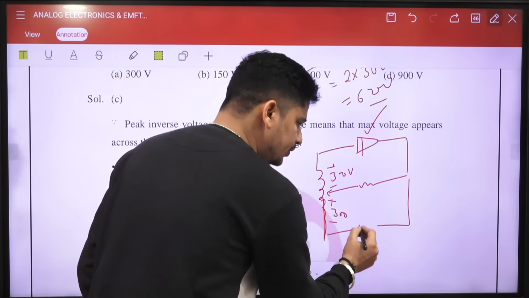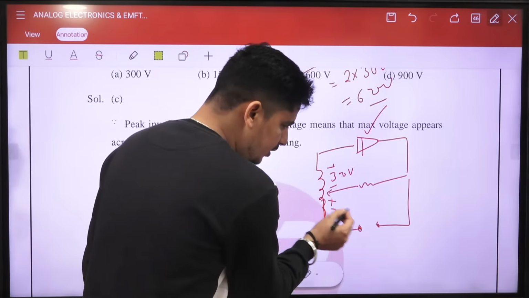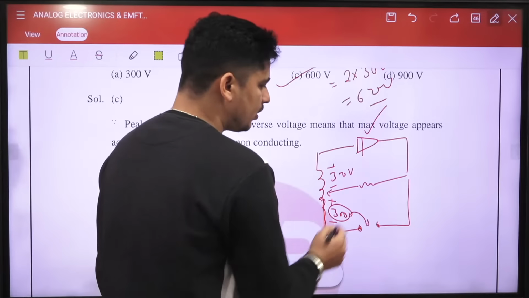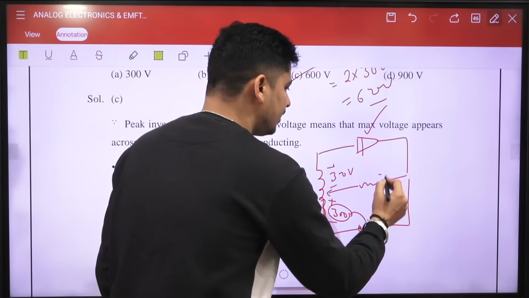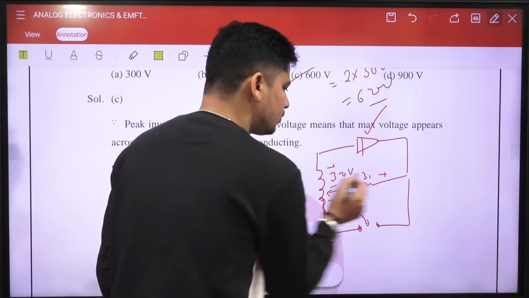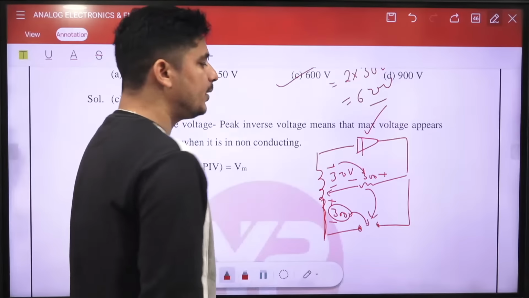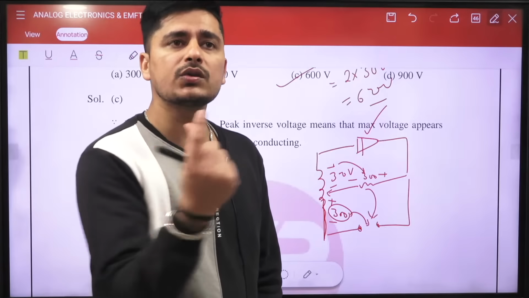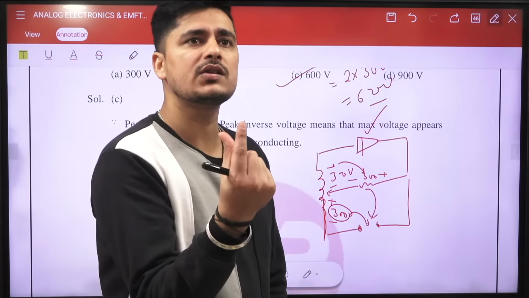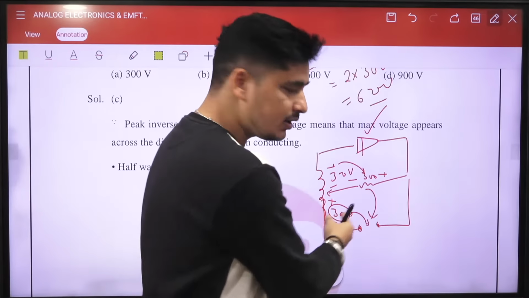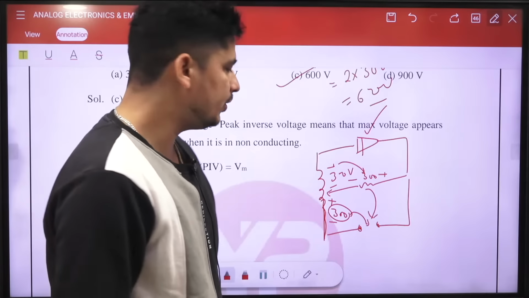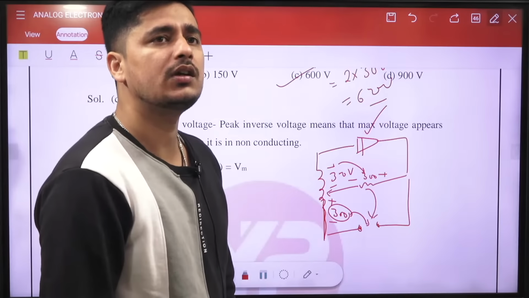So across this diode currently, this 300 is coming across, and another 300 will come because this voltage is applied across the load, and the load voltage will also appear across this diode. So across this diode we have two voltages right now. One is 300, another is a second 300. So how much voltage are we getting here? 600 volt.